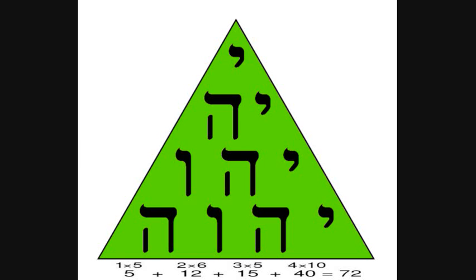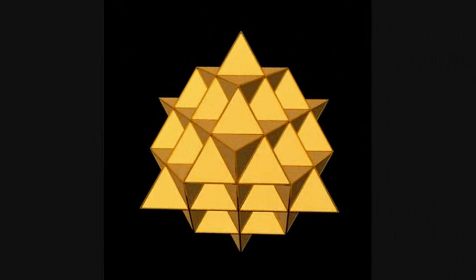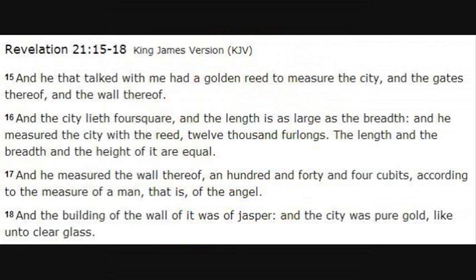Concerning the number 144, there are some interesting correlations in Revelation chapter 21 verses 15 to 18 describing the New Jerusalem. Quote, "And he talked with me, and had a golden reed to measure the city, and the gates thereof, and the wall thereof. And the city lieth foursquare, and the length is as large as the breadth. And he measured the city with the reed, 12,000 furlongs. The length and the breadth and the height of it are equal.